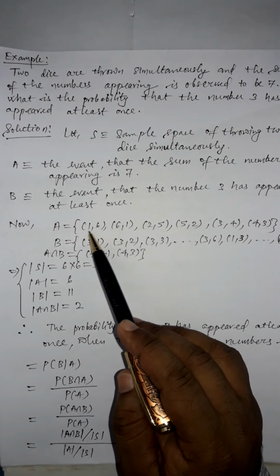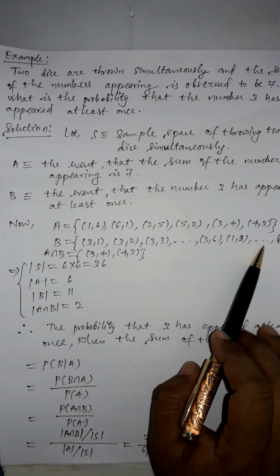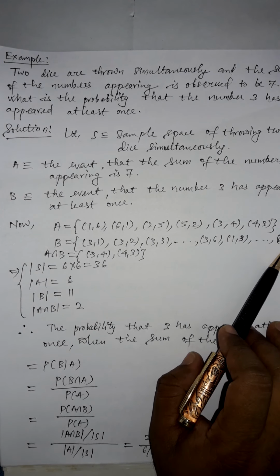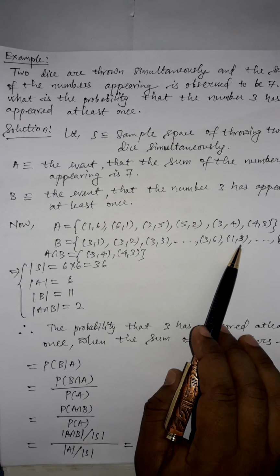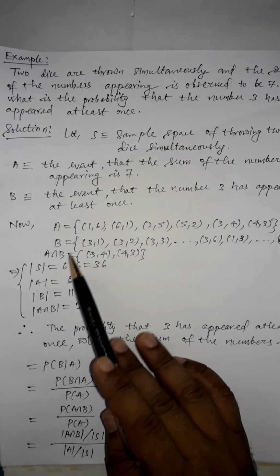Similarly, B is the event where at least one number is 3, and they are 3 1, 3 2, 3 3, like that up to 3 6, then 1 3, 2 3 up to 6 3. Okay friends, so how many pairs are there here? 11 elements.